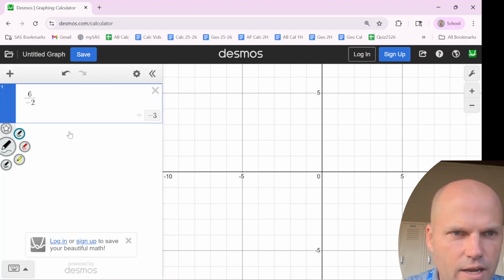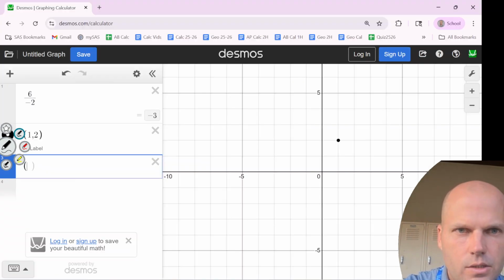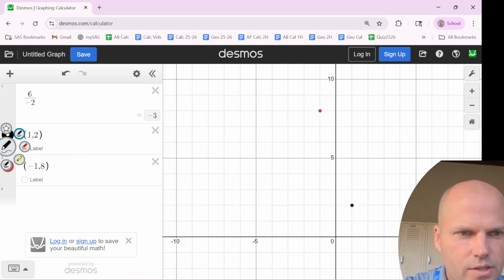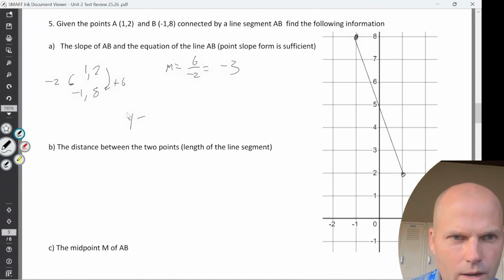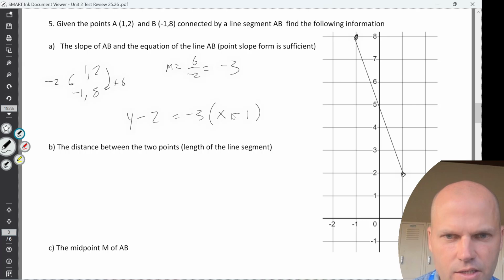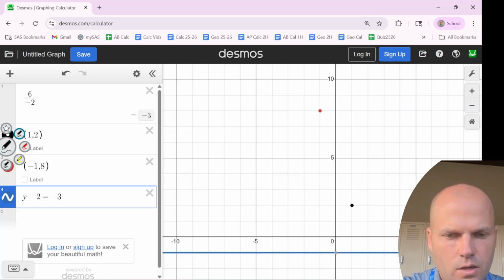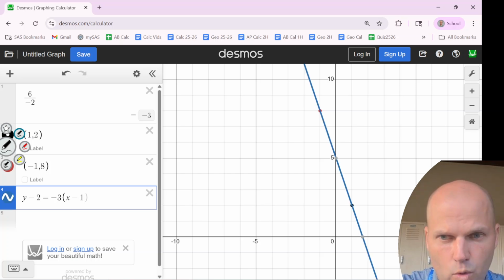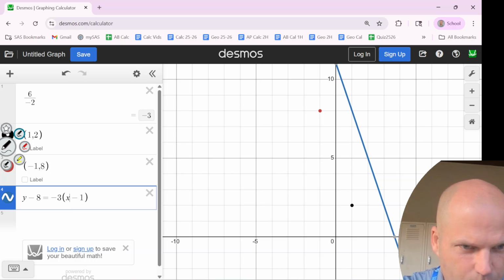And the equation of the line, this is where maybe seeing the points will help us. There are the points, and getting the equation of the line: y minus one of the y coordinates equals the slope times x minus the corresponding x coordinate. So, double checking that, y minus 2 equals negative 3 times x minus 1. And you could have done that with negative 1 and 8 if I did y minus 8 and x plus 1.